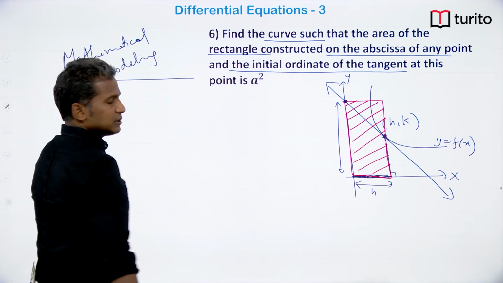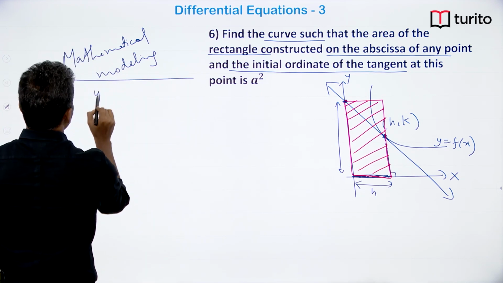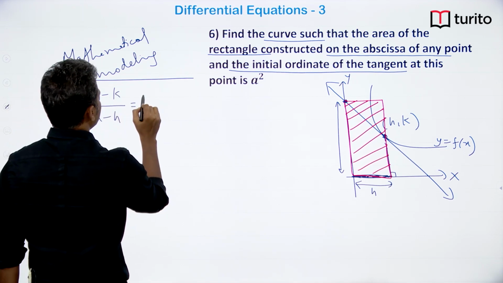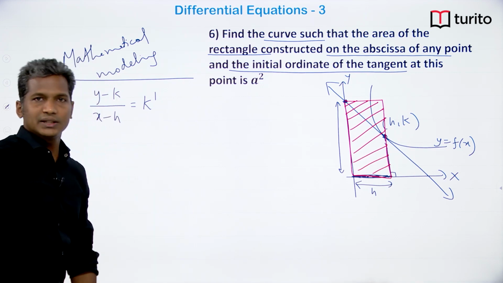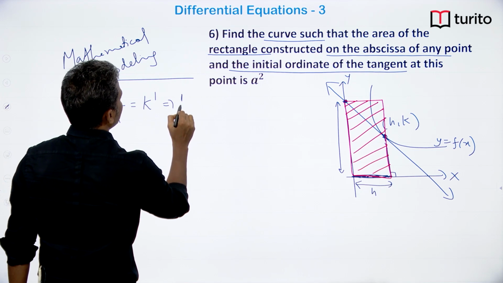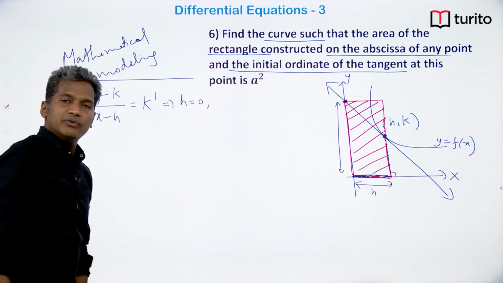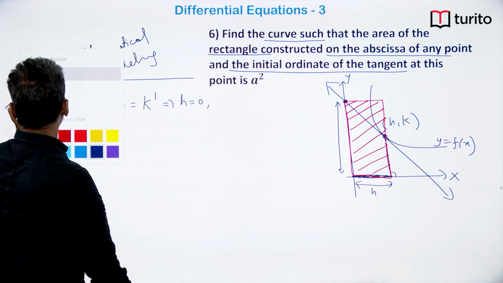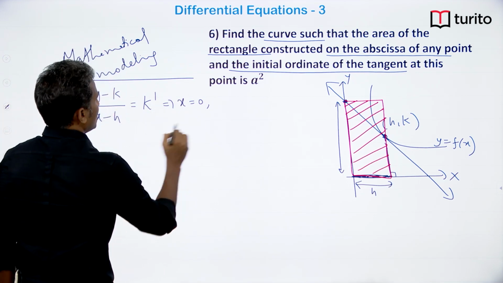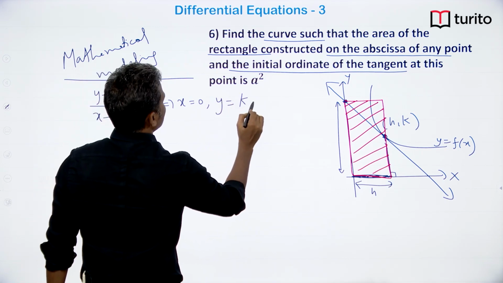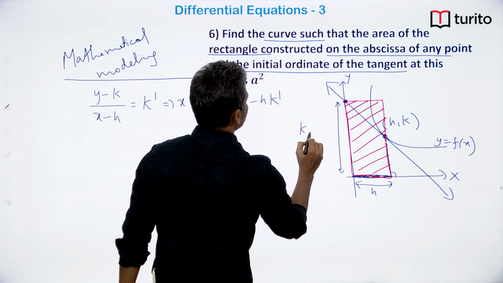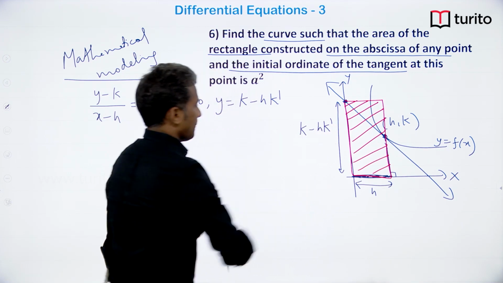We first write the equation of tangent, which is (y minus k) by (x minus h) is equal to k dash, that is the slope of the tangent. Now in this, if we put x equal to 0, what do we get for y? For y we get k minus h k dash. So that means the height is going to be k minus h k dash.